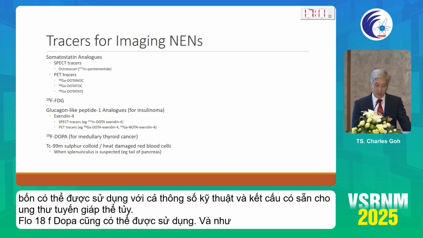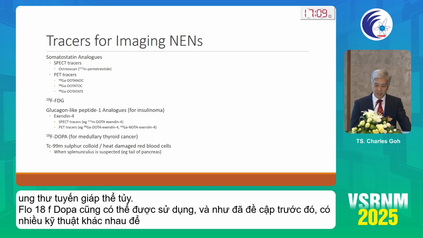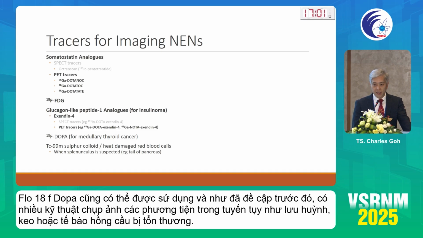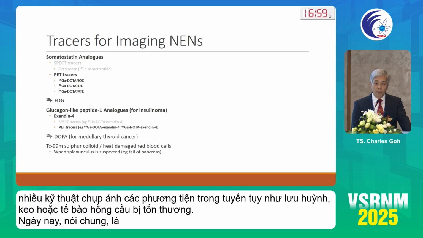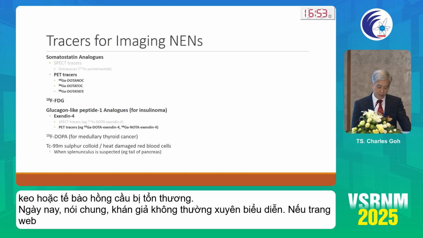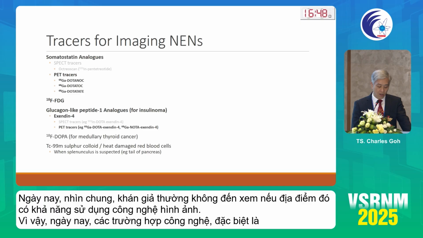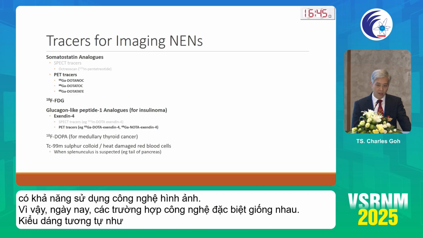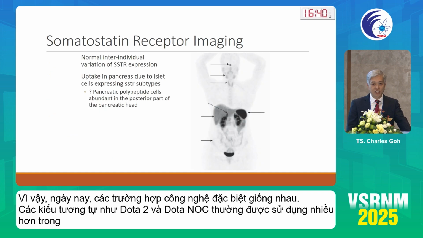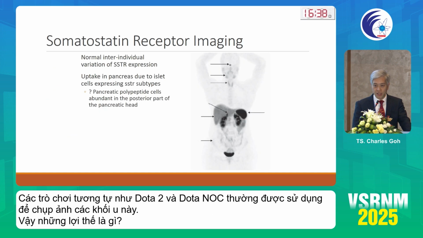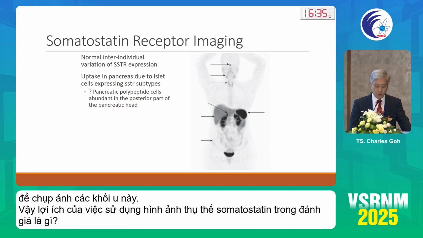And as mentioned before, there are various techniques for imaging suspected intrapancreatic spleen, such as sulfur colloid or heat-damaged red blood cells. Today, generally speaking, the SPECT tracers are not commonly performed if the sites have the capability of using PET for imaging. So today, PET tracers, especially somatostatin analogs like DOTA-TATE and DOTA-NOC, are more commonly used to image these tumors. So what are the advantages of using somatostatin receptor imaging in the evaluation of neuroendocrine neoplasms?